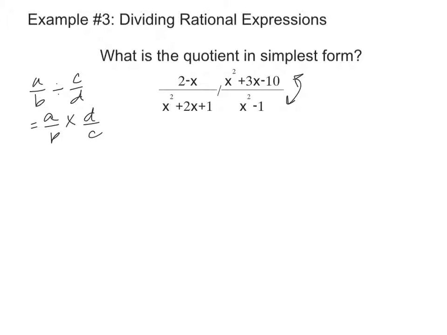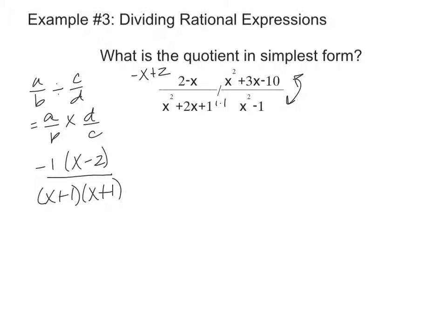So we need to put all of them in factored form. This first one is actually negative x plus 2, because it needs to be in standard form. So now I'm going to factor. I should take out a negative 1, and I'm left with x minus 2 over, if I factor out the denominator, AC would give you 1 and 1. So 1 and 1 make up 2, so that's going to be x plus 1 and x plus 1.